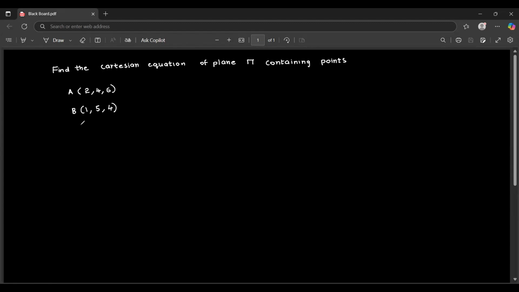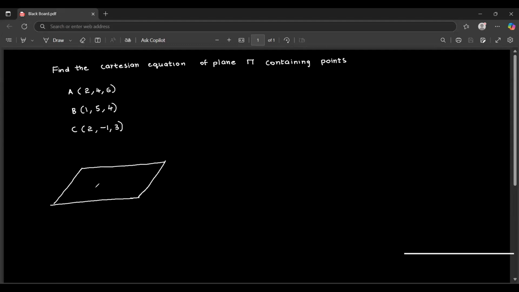So let's say, how can we do this question? First, let's draw the plane here. The plane will look something like this. As we have done so many questions on planes, we can draw the plane like this. So we know A, B, and C are randomly scattered on the plane phi. So how can we do this?